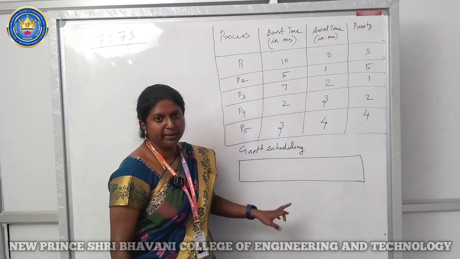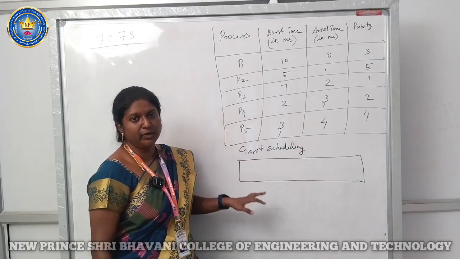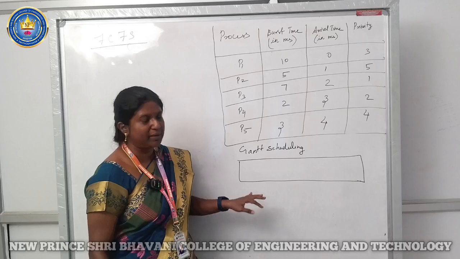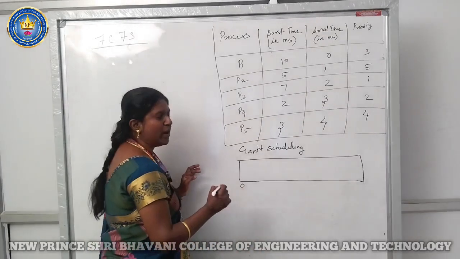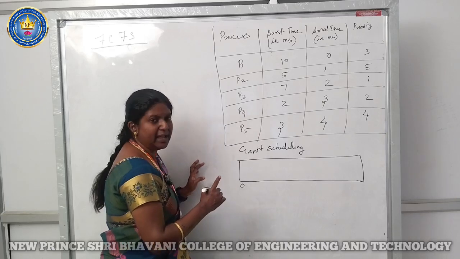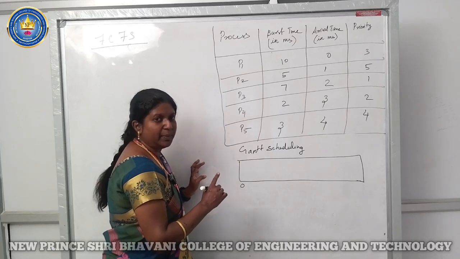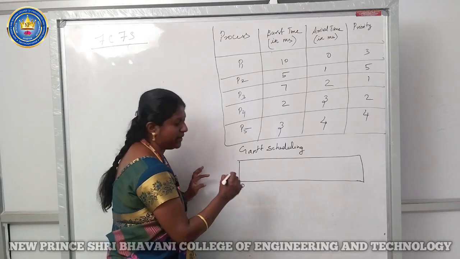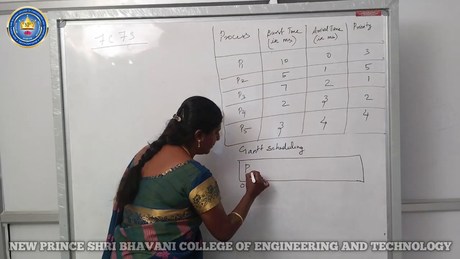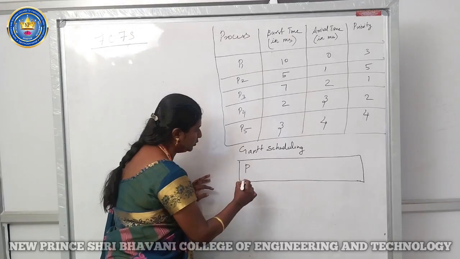So it is a non-preemptive process, so we have to schedule according to the arrival time. Here in the 0th millisecond, only one process has entered the ready queue. So it should be P1, and we have to allocate the CPU to the process P1.